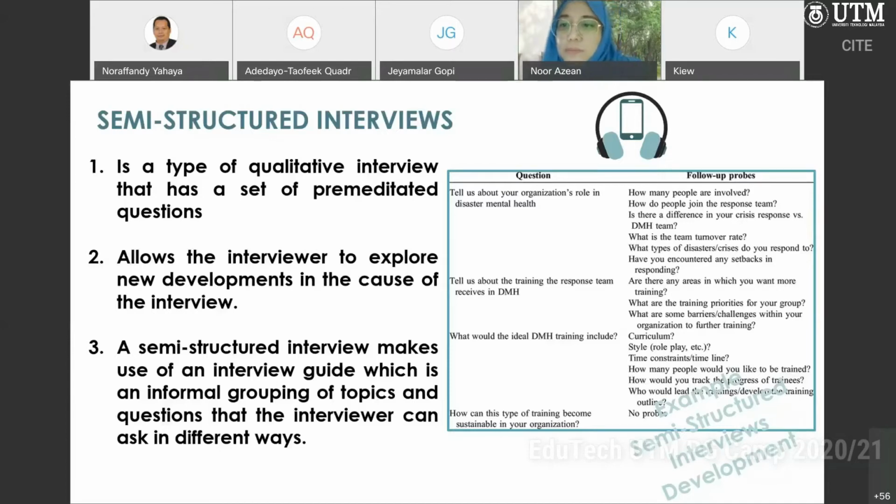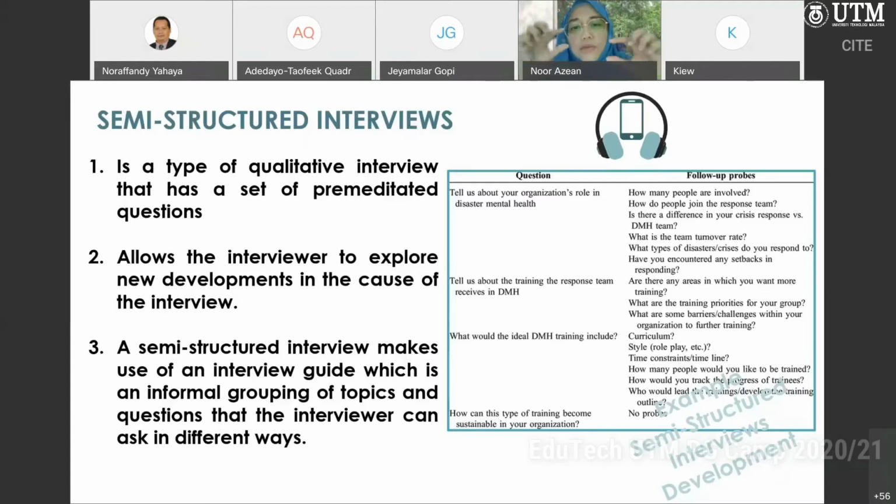How do people join the response team, right? So you know the details. Because if you just ask them to tell us about the organization's role, sometimes you cannot catch the important things. But if you have the probes, you can get more details and sometimes pick up the important things. For example, you can ask, tell us about the training of the response team.